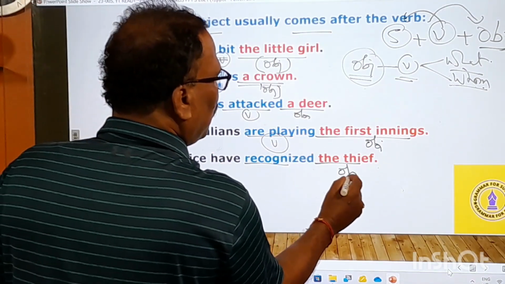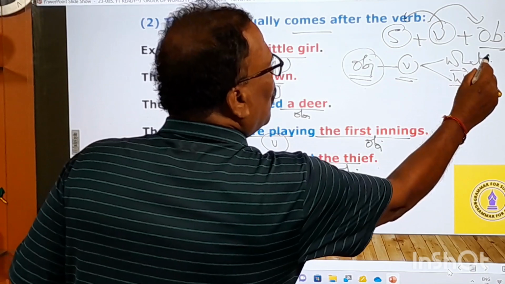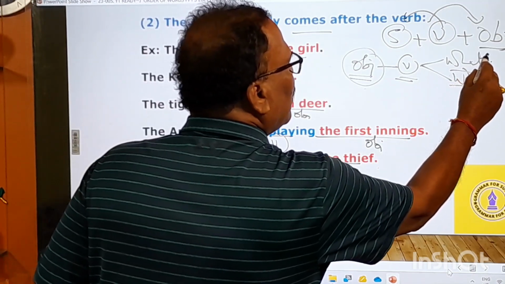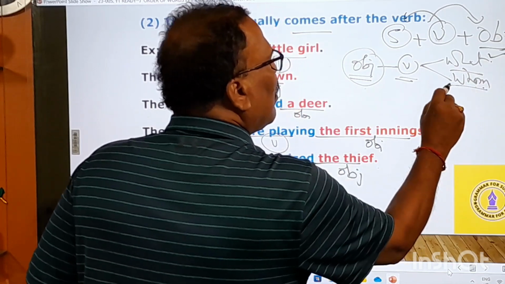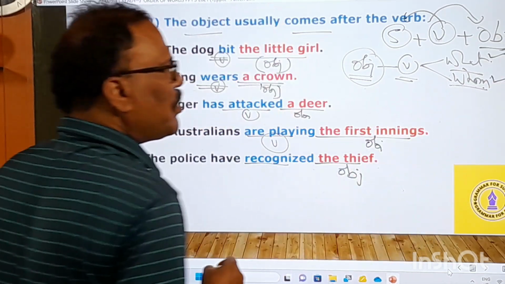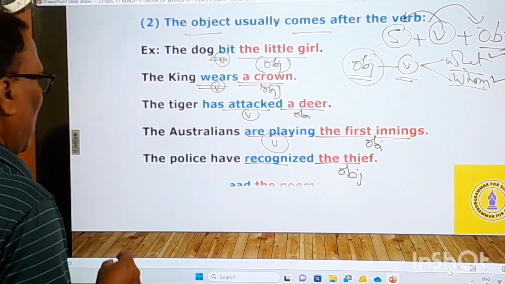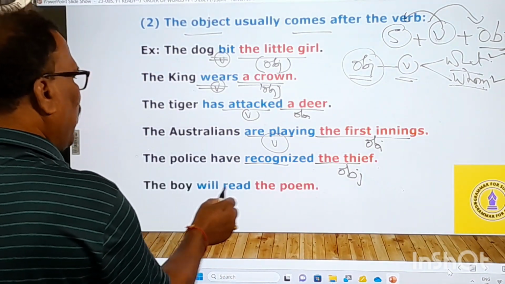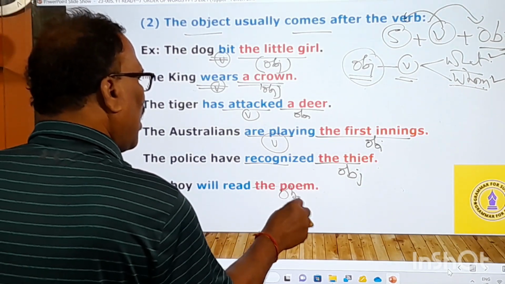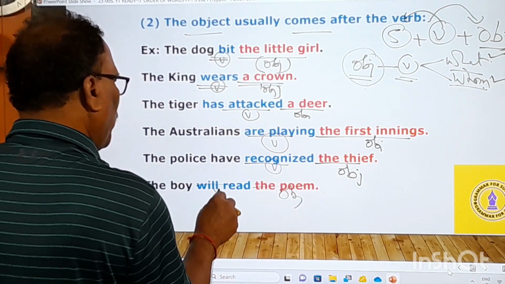The thief. See, one important thing is, if the objects are things, you get the answer for this question. If the object is persons, you get the answer for the question of whom. That is the point. And next, what is that? The boy will read the poem. The boy will read what? The poem. This is the object. Okay. This blue part is the verb.